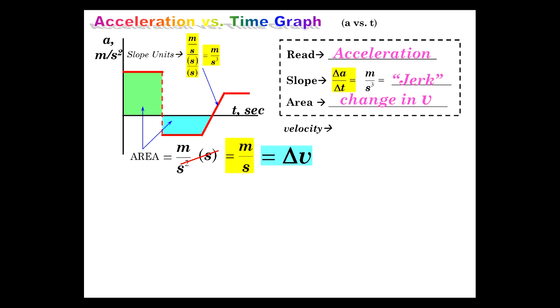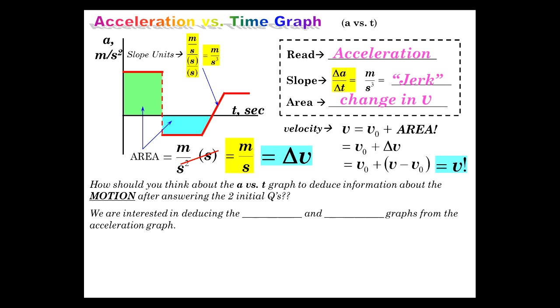If you want to get the velocity, you need to know something about the initial. What was it doing? So V, the final velocity, is initial plus the area, which could also be said initial plus delta V. Well, delta V is V minus V0. So V0 plus V minus V0 is V. That's not V factorial. It's just that I'm excited when something like velocity turns out to be velocity. Woohoo!